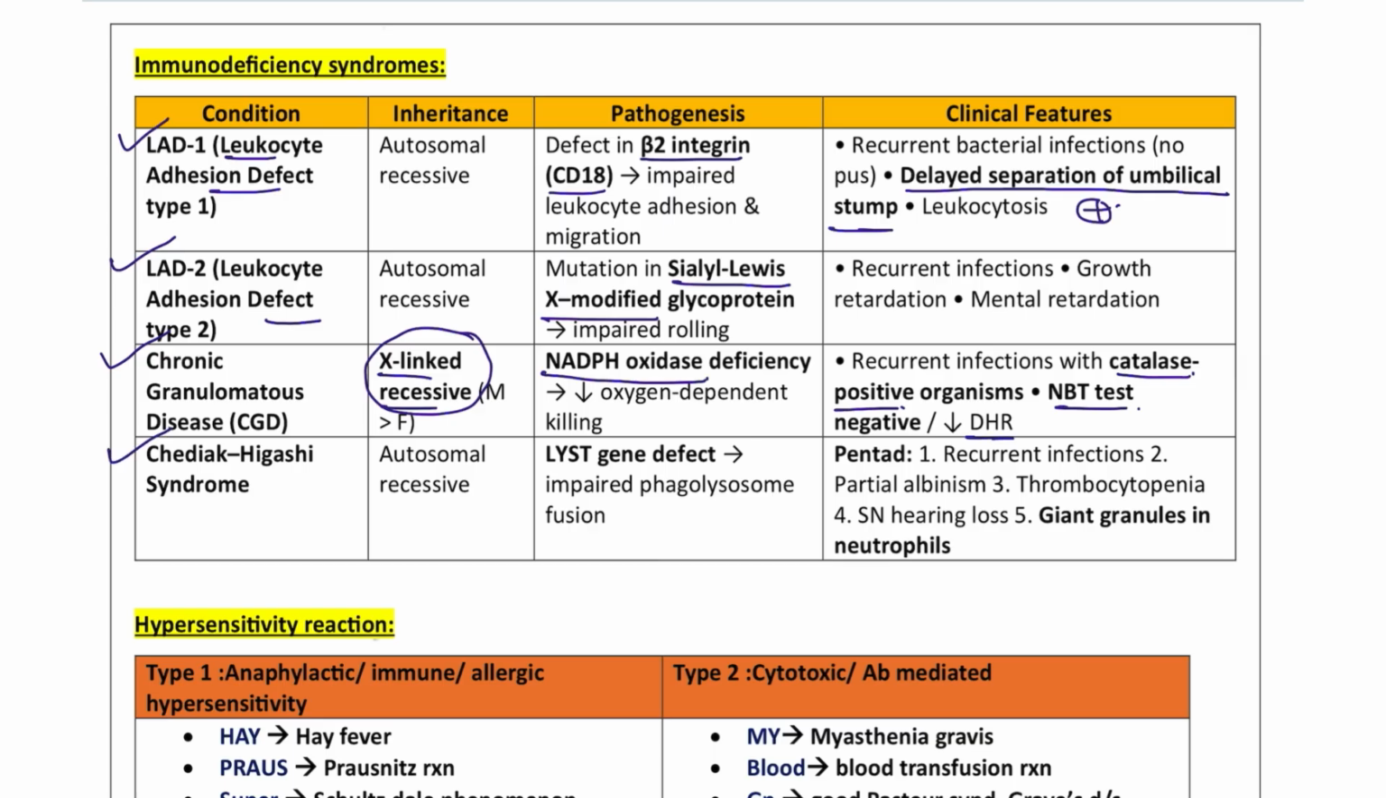Chediak-Higashi, associated with the LYST gene defect, associated with phagosome impairment, and there will be an associated pentad. What is the pentad? 5 features. One is recurrent infections, partial albinism, thrombocytopenia, sensorineural hearing loss, and the giant granules of the neutrophils are seen.